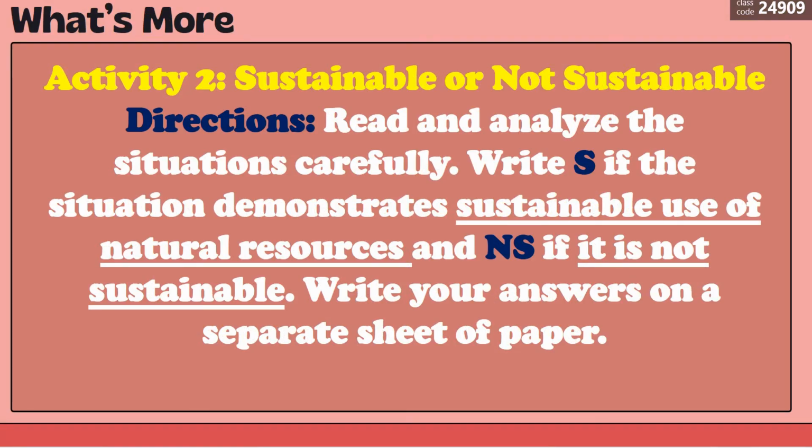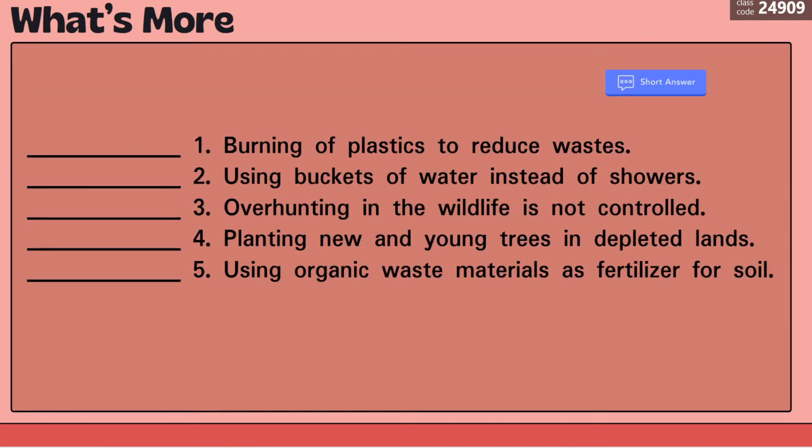What's more, Activity 2: Sustainable or Not Sustainable. Directions: read and analyze the situations carefully. Write S if the situation demonstrates sustainable use of natural resources, and NS if it is not sustainable. Write your answers on a separate sheet of paper. Let's move on. Burning of plastics to reduce wastes. That is what?